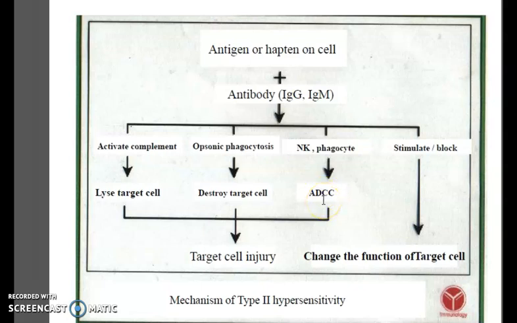This ADCC is independent of the immune complement system. It can also lyse target cells but does not require any other cell. ADCC requires effector cells like the natural killer cells, which can interact with the immunoglobulin G antibodies. So the ADCC can also eventually lead to the target cell injury.